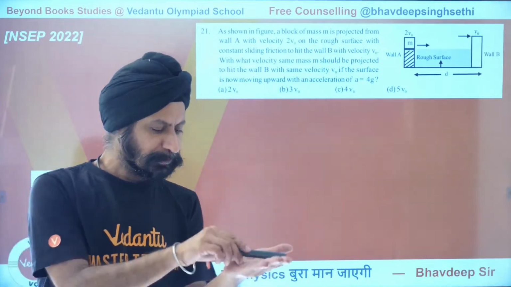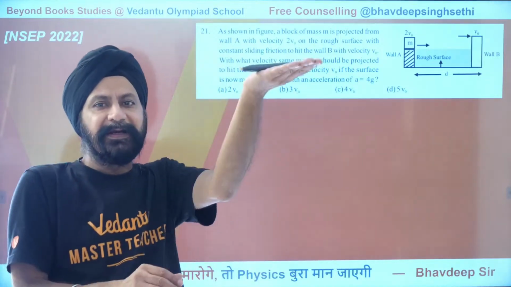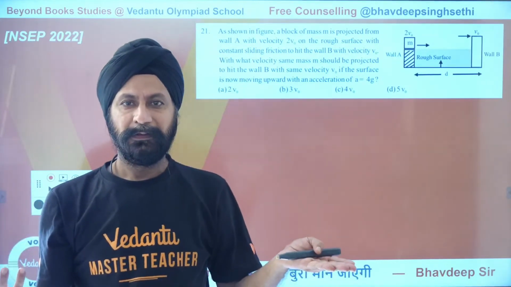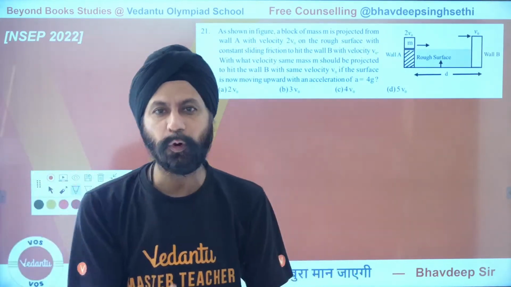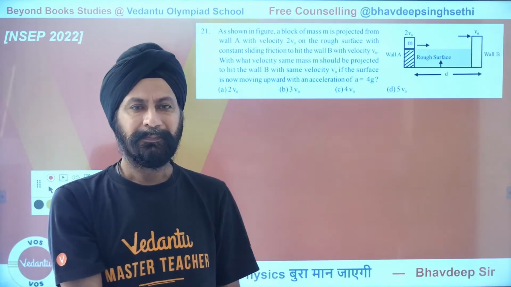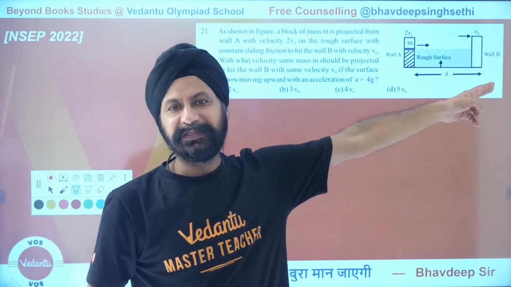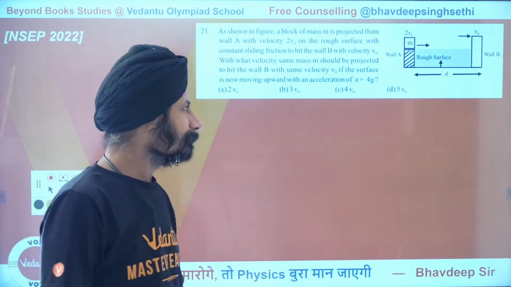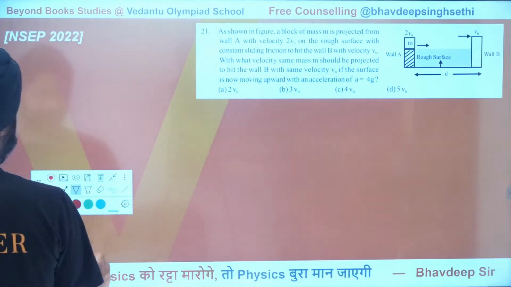Wow. So if something was accelerated up, that means there is a bigger normal force. Bigger normal force means more friction. More friction means more retardation. But I would still want to have the same velocity, then I have to project it with a bigger velocity. Okay, cool. Very, very easy.